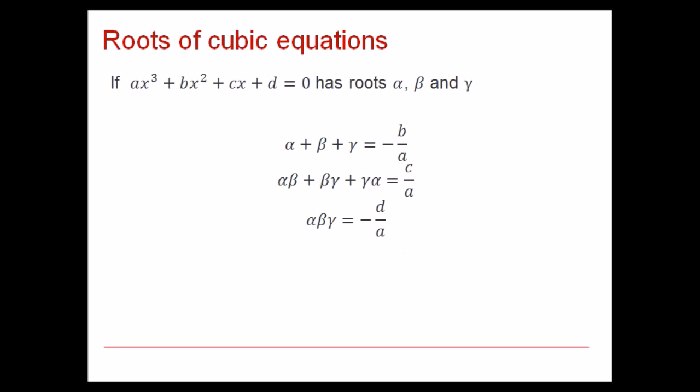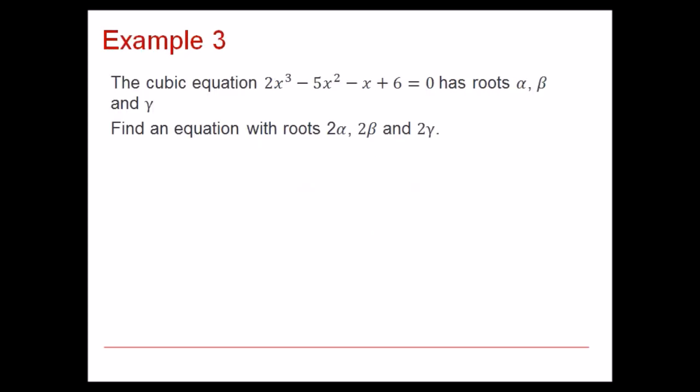Here is a reminder of the relationships we found in previous sessions for cubic equations. If you need to make a note of these on a piece of paper for yourselves, please pause and do so quickly now. Here we have an example with this cubic equation, where we can see that a equals 2, b equals minus 5, c equals minus 1, and d equals 6. We're asked to find an equation with roots which are double the size of the roots alpha, beta, and gamma.